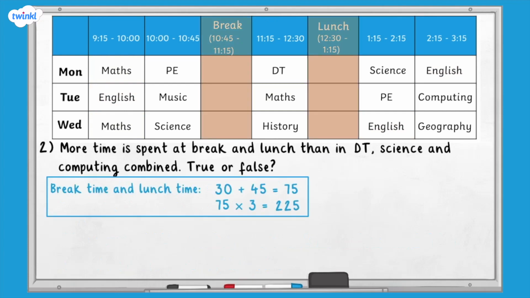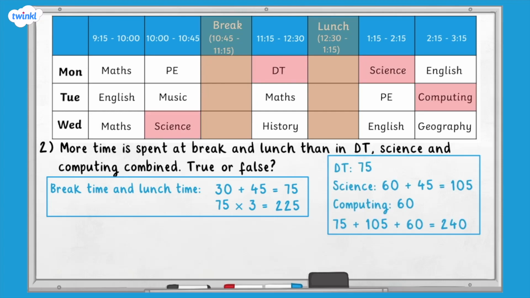Break time is 30 minutes and lunchtime is 45 minutes, which is 75 minutes in total each day. There are 3 days, so we need to multiply 75 by 3, which equals 225. There is only 1 DT lesson, lasting 1 hour and 15 minutes. There are 2 science lessons. They are 1 hour and 45 minutes in length, so in total 105 minutes. There is only 1 computing lesson, which lasts 1 hour. 75 add 105 add 60 equals 240.